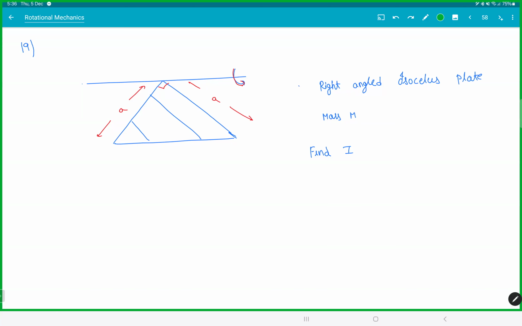Let's see. 4 MA square. That is huge, right?